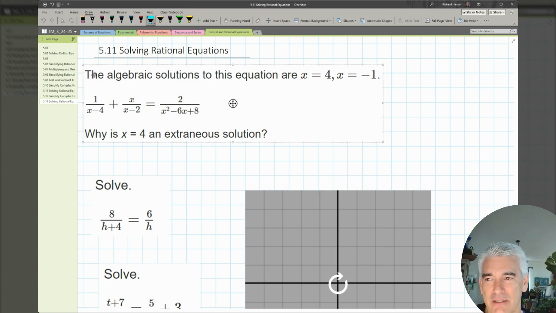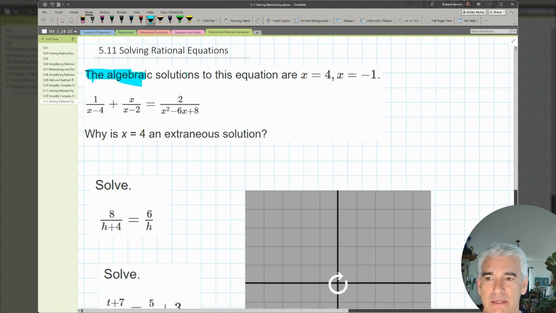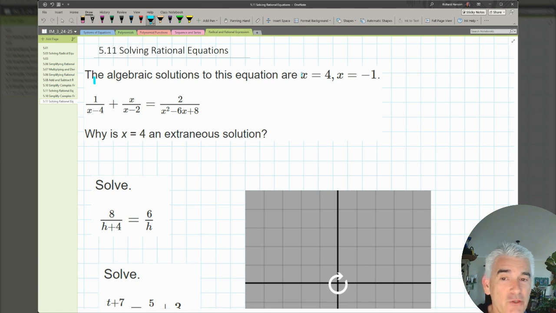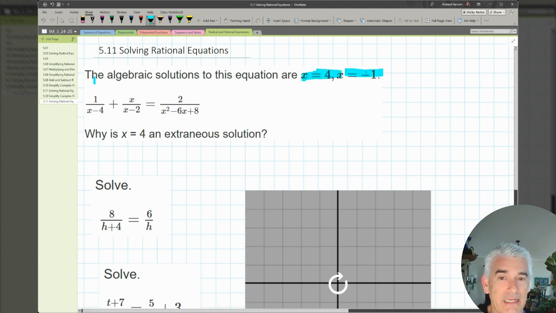So we'll start off with a super common question to ask, and I actually like the way that they ask this. They say the algebraic solutions to this equation. So if you were to go through and solve it following all the correct steps, the algebraic solutions are 4 and -1. And I want to show you that. And then it says, why is x equals 4 an extraneous solution?